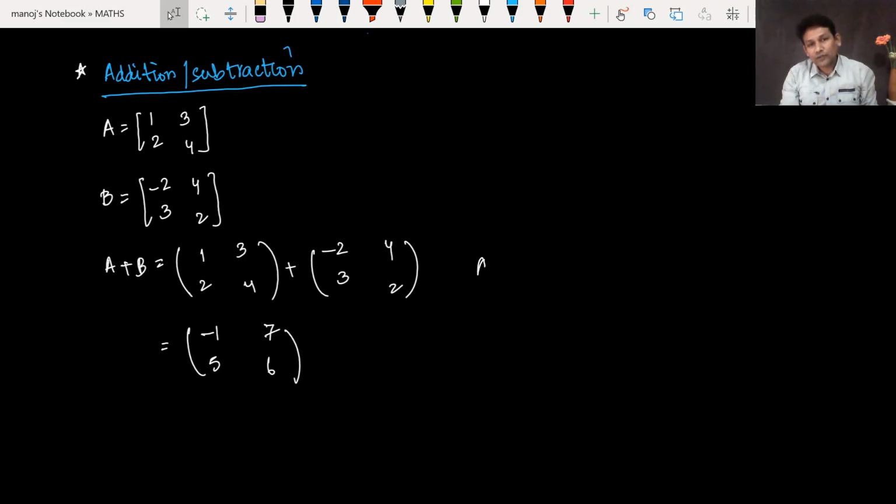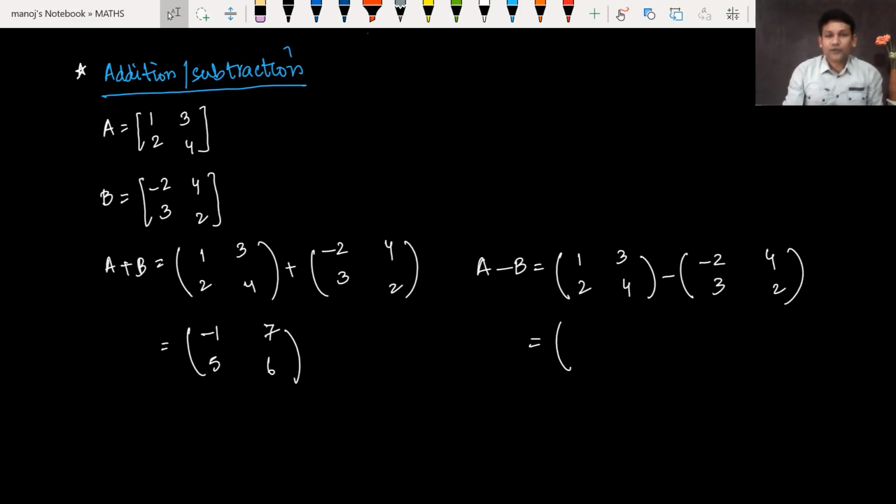When I want to do the subtraction, A minus B or B minus A, we have to be careful. A is required first, because A minus B is required, and then -2 3 4. This is the very general law for how we do addition or subtraction. First member with first member, minus times minus is plus, so 1 plus 2 is 3. 3 minus 4 is -1. 2 minus 3 is -1. 4 minus 2 is 2, and that's A minus B. This is a very simple method.